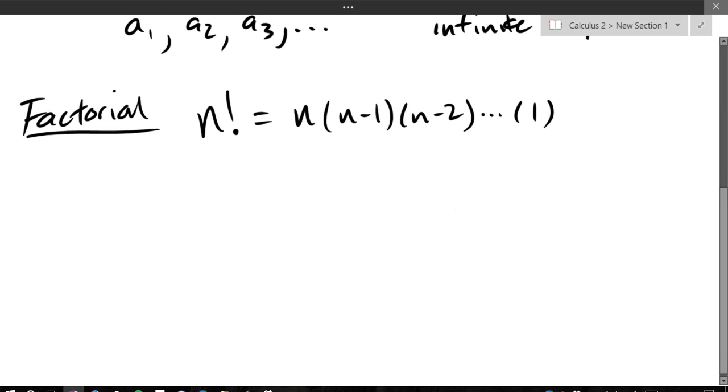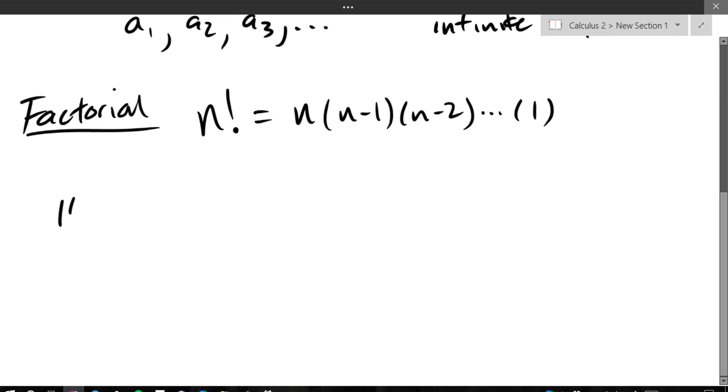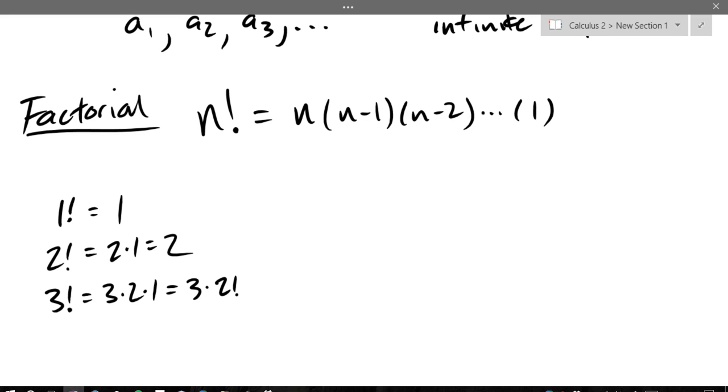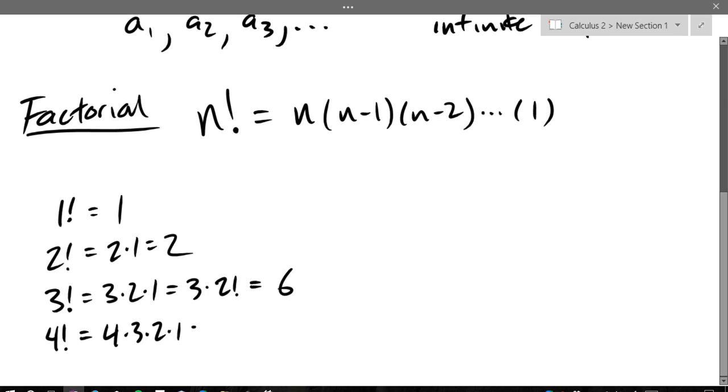Now, let's compute a few factorials here. 1 factorial is a little weird. It doesn't quite fit the pattern, except for just the number 1 at the very end. So that's 1 factorial. 2 factorial is 2 times 1, which is 2. 3 factorial, 3 times 2 times 1, I could write it as 3 times 2 factorial. So what I do is just pull out the first term, and then it will be a factorial with 1 less. And 3 times 2 is 6. All right, 4 factorial. 4 times 3 times 2 times 1, or 4 times 3 factorial, which will be 24.